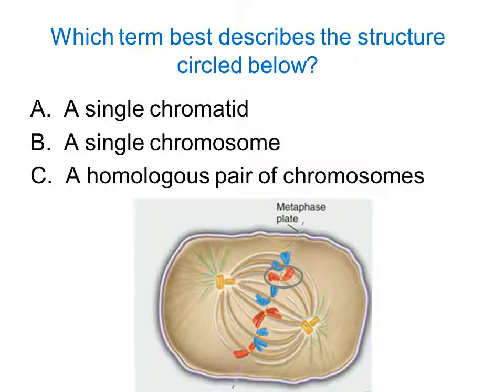The correct answer is a single chromosome. As you can see, this structure here contains 1 centromere, so that's one clue that it's a single chromosome. What gets separated at the metaphase plate in the next phase, you would see, is a separation of those sister chromatids. But as of right now, there's 2 chromatids there. And we're not separating homologous chromosomes. That's something that happens in meiosis.